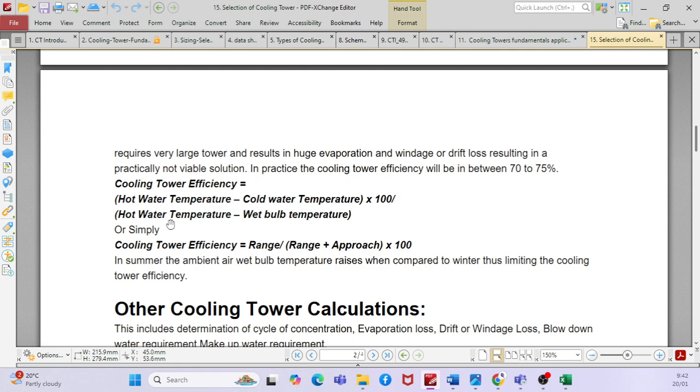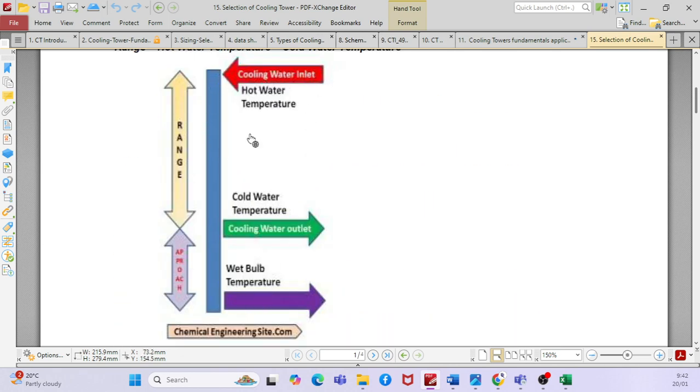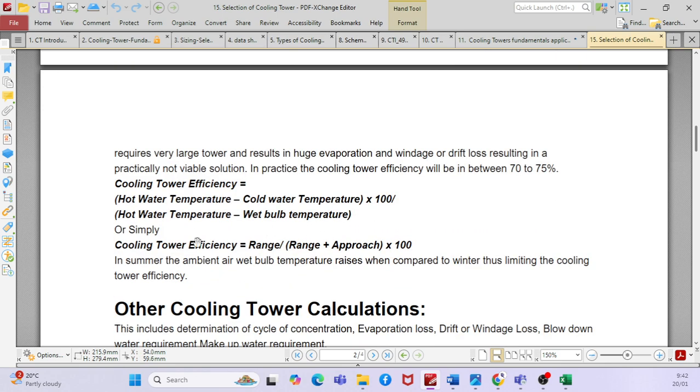So what is the range? Range is basically hot water temperature minus cold water temperature, that is, condenser return minus condenser supply. And when you divide by hot water temperature minus wet bulb temperature, what is the difference? This is nothing but range plus approach, right? So that is the way you calculate the cooling tower efficiency.